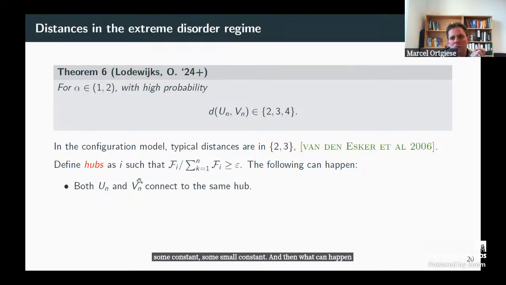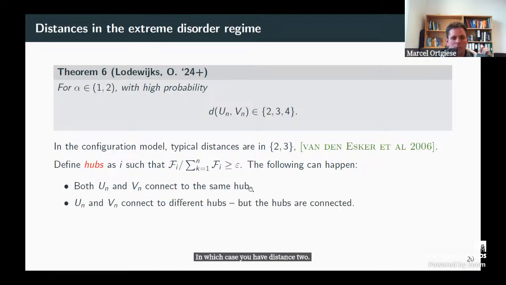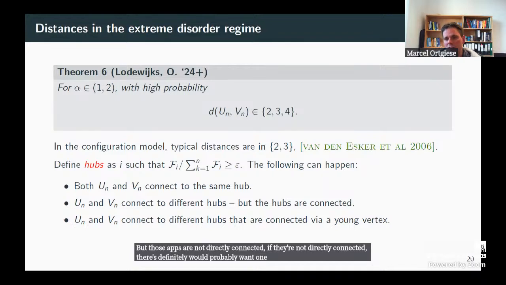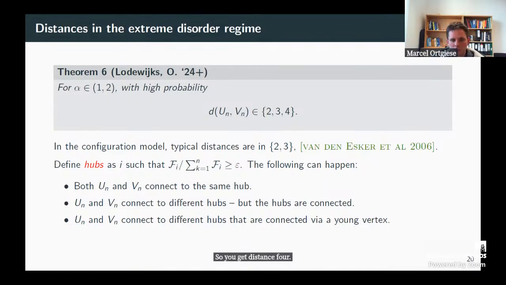And then what can happen? Well, both vertices u and v could connect to the same hub, because all you're going to connect to are hubs, in which case you have distance 2. It could be that they connect to different hubs, but the hubs happen to be connected, and they get distance 3. Or they connect to different hubs that are not directly connected. Then there's definitely, with probability 1, one young vertex that is connected to both, so then you get distance 4. And in fact, you could probably write down the distribution of this in terms of the Poisson process, but we haven't quite worked out the details. So it's a very different picture. It's very extreme disorder, and really only having really, really high fitness matters.